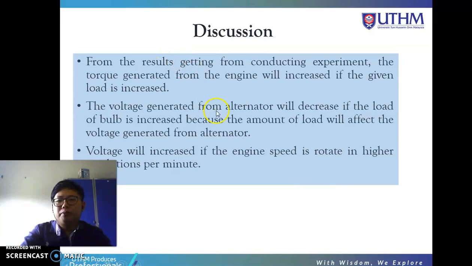The discussion. First, from the results of conducting the experiment, the torque generated from the engine will increase if the given load is increased. Second, the voltage generated from the alternator will decrease if the load of the bulb is increased, because the amount of load will affect the voltage generated from the alternator. Third, voltage will increase if the engine speed is rotated at higher revolutions per minute.